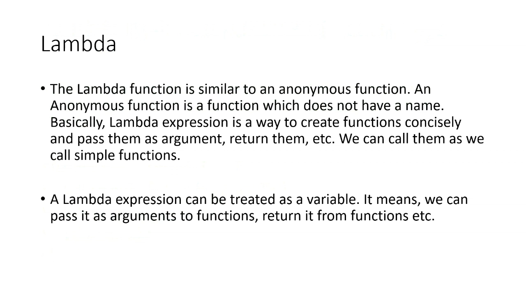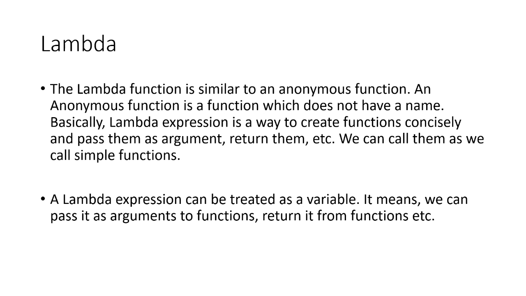We'll show you how we can implement it. It's a simple expression, but we go again to theory. We can say that a lambda function is similar to an anonymous function, and an anonymous function is a function which does not have a name. What is the meaning of anonymous function? First we discussed what a lambda is, then the anonymous, and now we go into the detail of the anonymous. It means a function that does not have a name. Basically, a lambda expression is a way to create a function concisely and pass it as an argument or return values, and we can call it as we call simple functions.